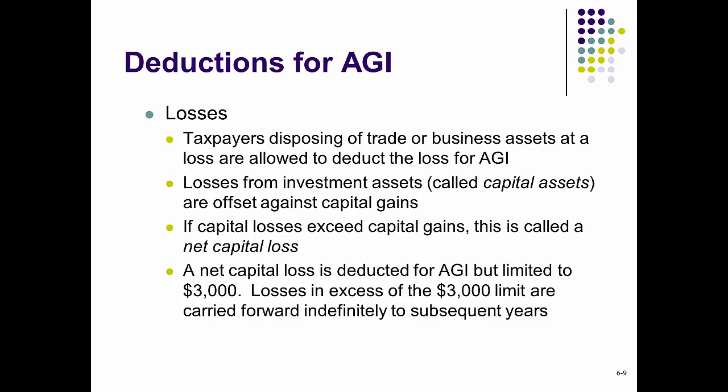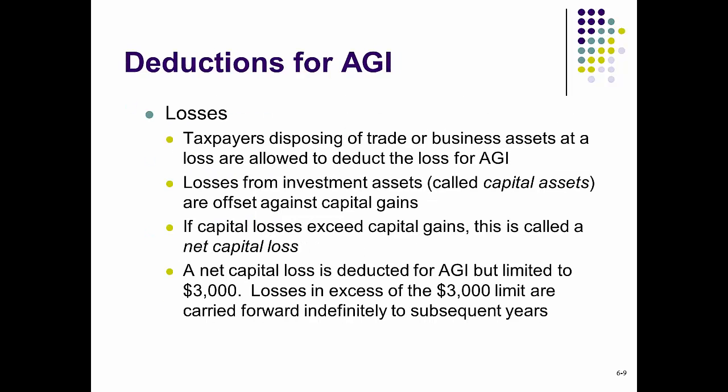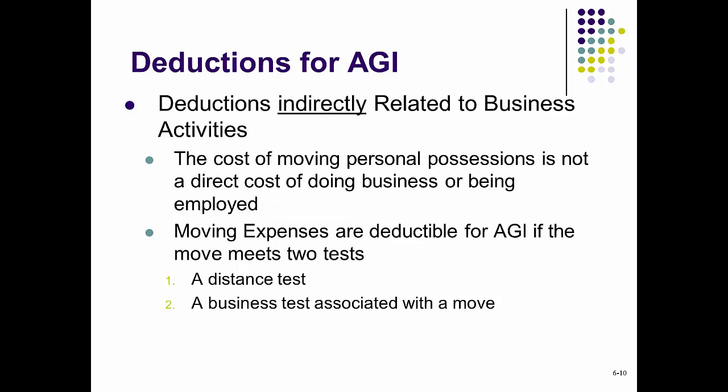Anything that exceeds 3,000 can be carried forward indefinitely to subsequent years and offset any capital gains in the future. What about flow-through entities? All income and expenses from flow-through entities such as corporations, partnerships, and LLCs are reported on Schedule E to be carried over to deductions for AGI. Next one, deductions indirectly related to business activities.